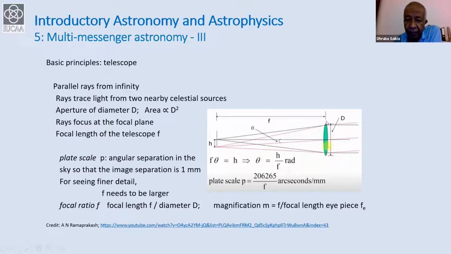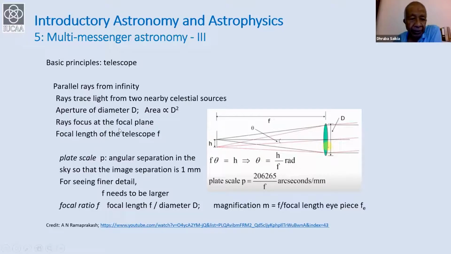Here, for example, you have a lens which has a size D. This is what we effectively refer to as the aperture or the size of the telescope. Aperture of diameter D, and the area of this is proportional to D squared. And this effectively decides how much light you receive. So if you had a larger mirror, there would be more photons which it will intercept, and you'll be able to gather more light.